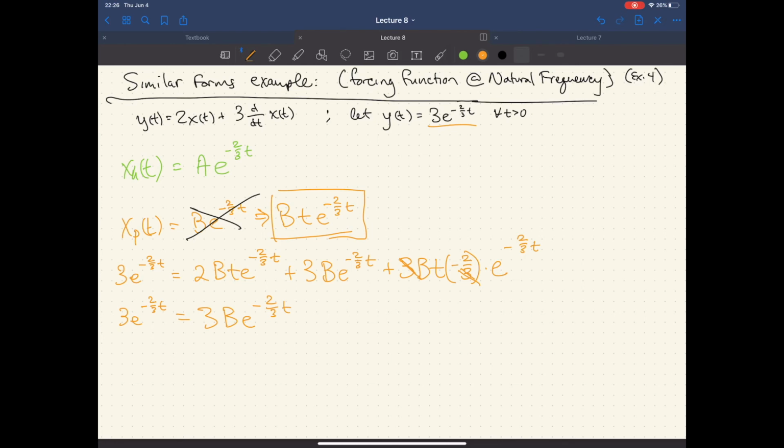Divide out by that e to the minus 2/3 t, assuming that we can do that nicely, we can. And divide by 3. So that just becomes 1. And what do you know? B is equal to 1. Nice.